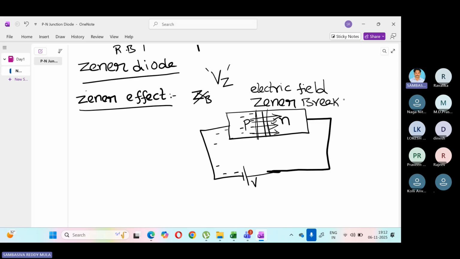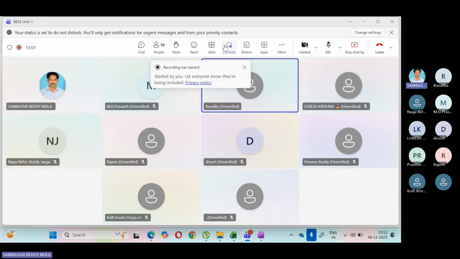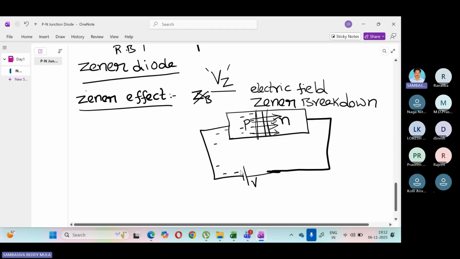Zener breakdown occurs at the potential called the Zener breakdown voltage, VZ. If you increase the voltage beyond this VZ, the voltage across the Zener diode remains constant. The voltage remains constant and a high amount of current will flow through the Zener diode.